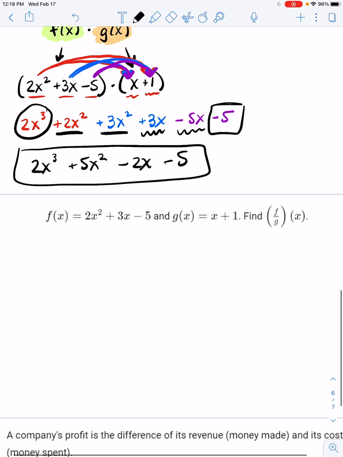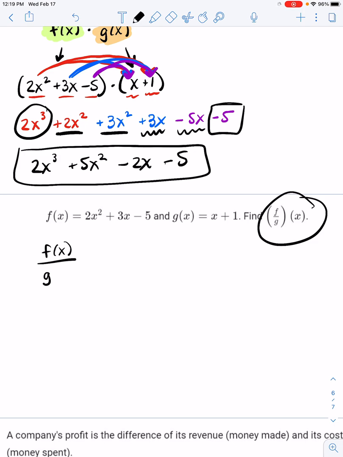Okay, next one. It says f of x equals 2x squared plus 3x minus 5. g of x equals x plus 1. Let's find f divided by g of x this time. So we're doing division. So I'm going to write out f of x divided by g of x. And we're not actually going to divide these. I think in Apex, they just want you to write the next step of it. So write the division step, okay?